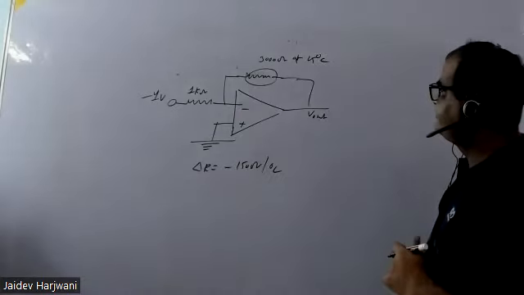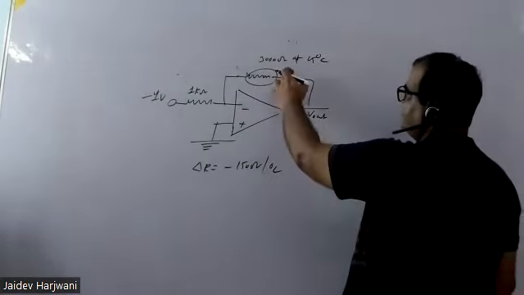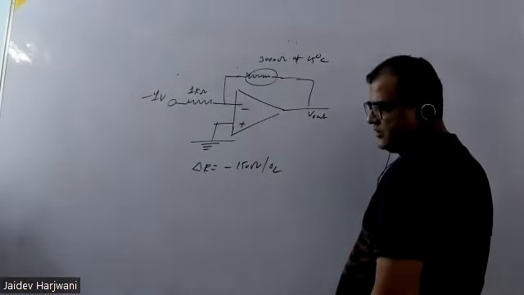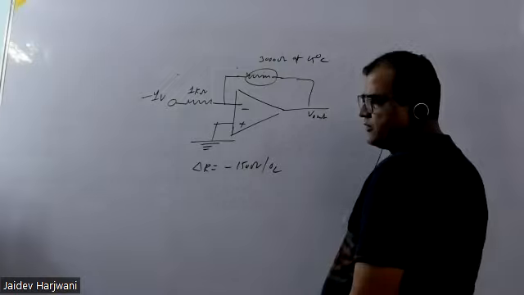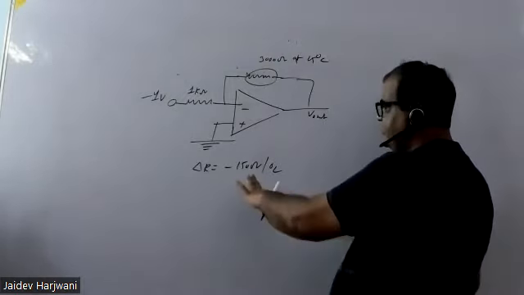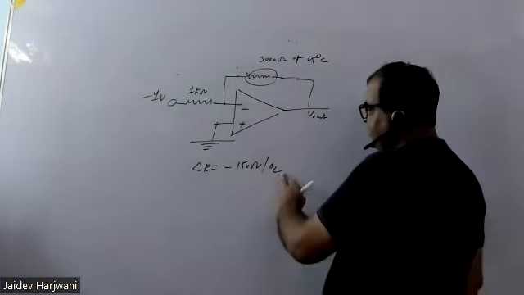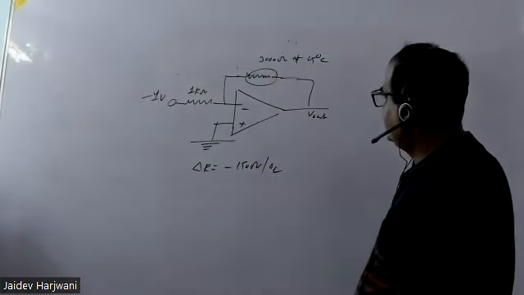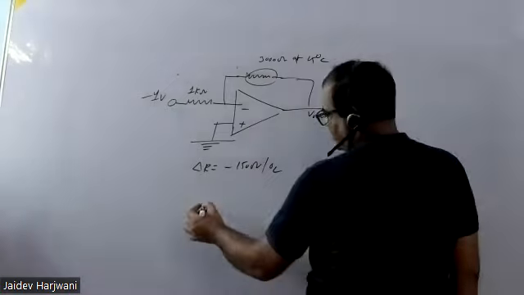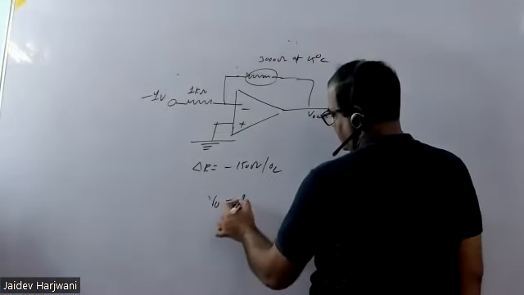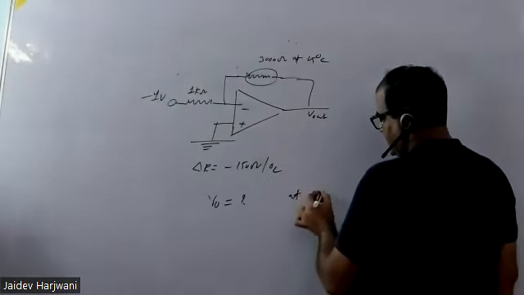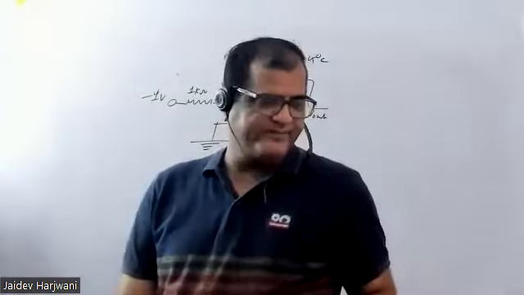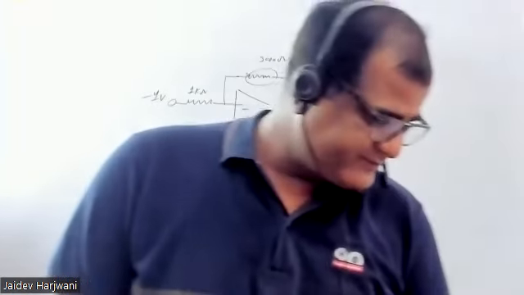Are you getting my question? The resistance is 3000 ohm at 25 degree centigrade. Now, if you increase the temperature, the resistance drops by 150 ohm for each degree increase of temperature. So they are asking what is the output at 30 degree centigrade. Tell me what will be the output at 30 degree centigrade.